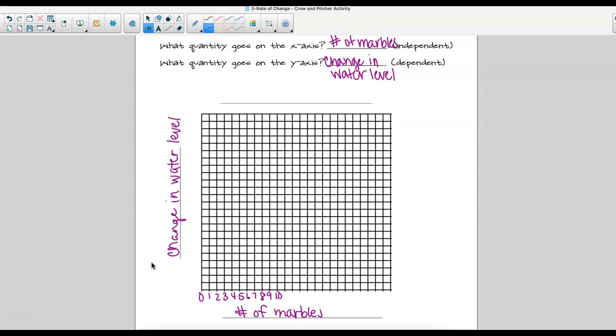Okay, the y-axis, the change in water level. What would it make sense to count by? Ones again. Okay, so 0's at the bottom. The first line is 1, 2, 3, and so on.